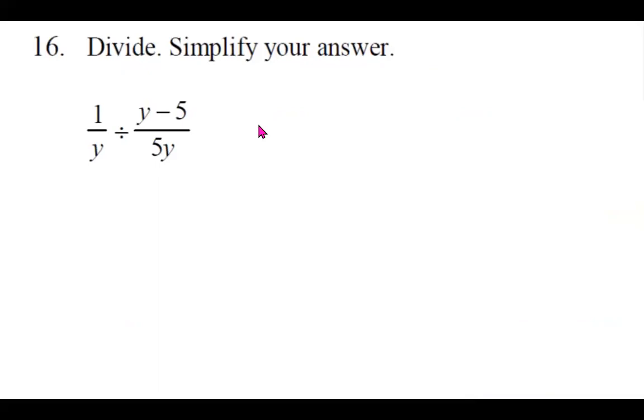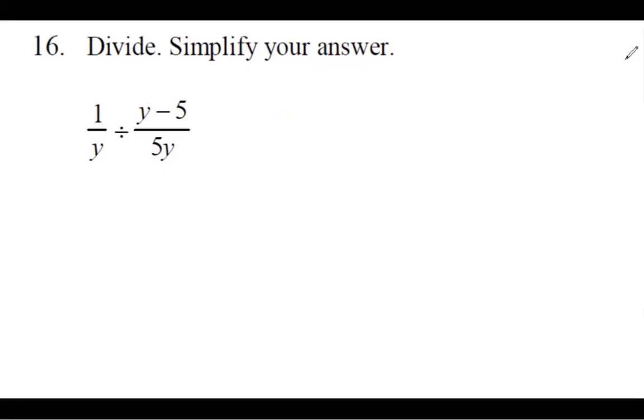All right, number 16, that's going to division. We're going to divide our rational expressions and simplify our answers. So we have one fraction divided by another fraction. What happens when we have division? We keep the first one and flip the second one, change it to multiplication. So now we have 1 over y multiplied by 5y over y minus 5. So this is my factor. Remember that, keep it together. Do not separate it.